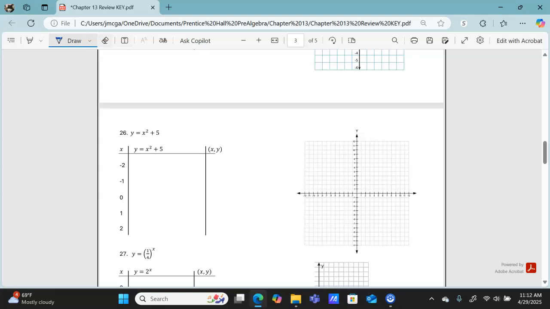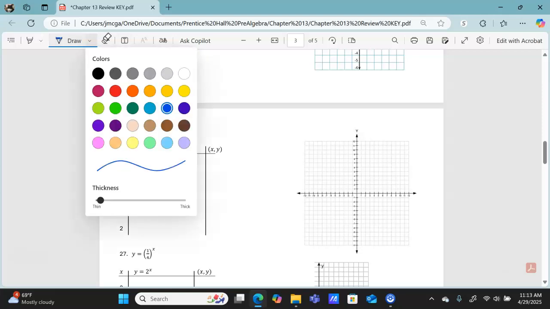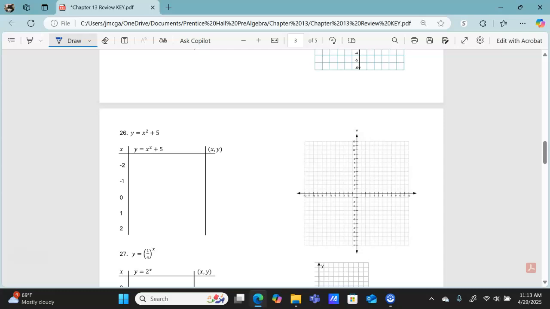And then moving on to the next one, we have the square root of x squared plus 5. So negative 2 squared plus 5: 2 squared is 4, plus 5 is 9. Negative 1 squared plus 5: negative 1 squared is 1, plus 5 is 6. 0 squared plus 5: 0 squared is 0, plus 5 would be 5. 1 squared is 1, plus 5 is 6.